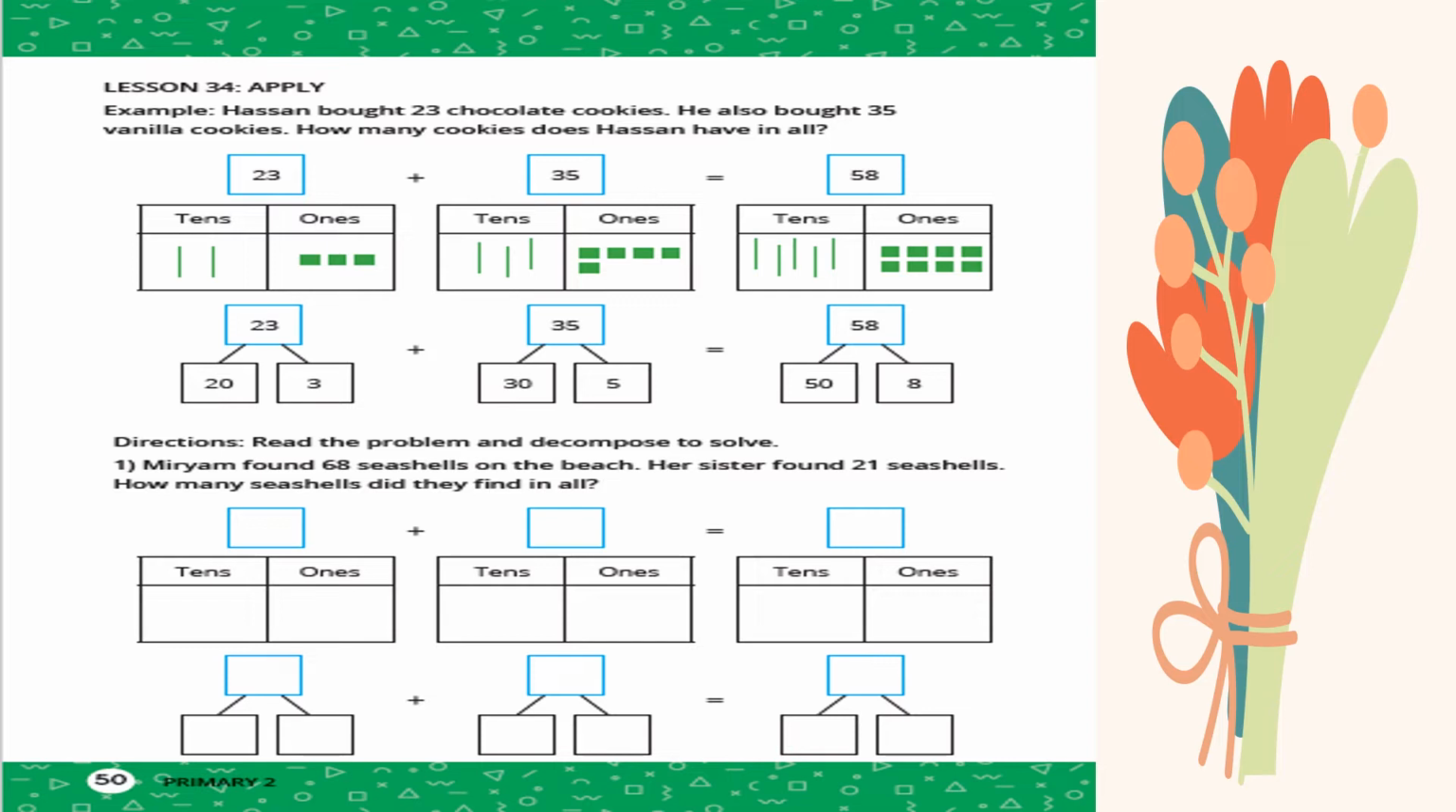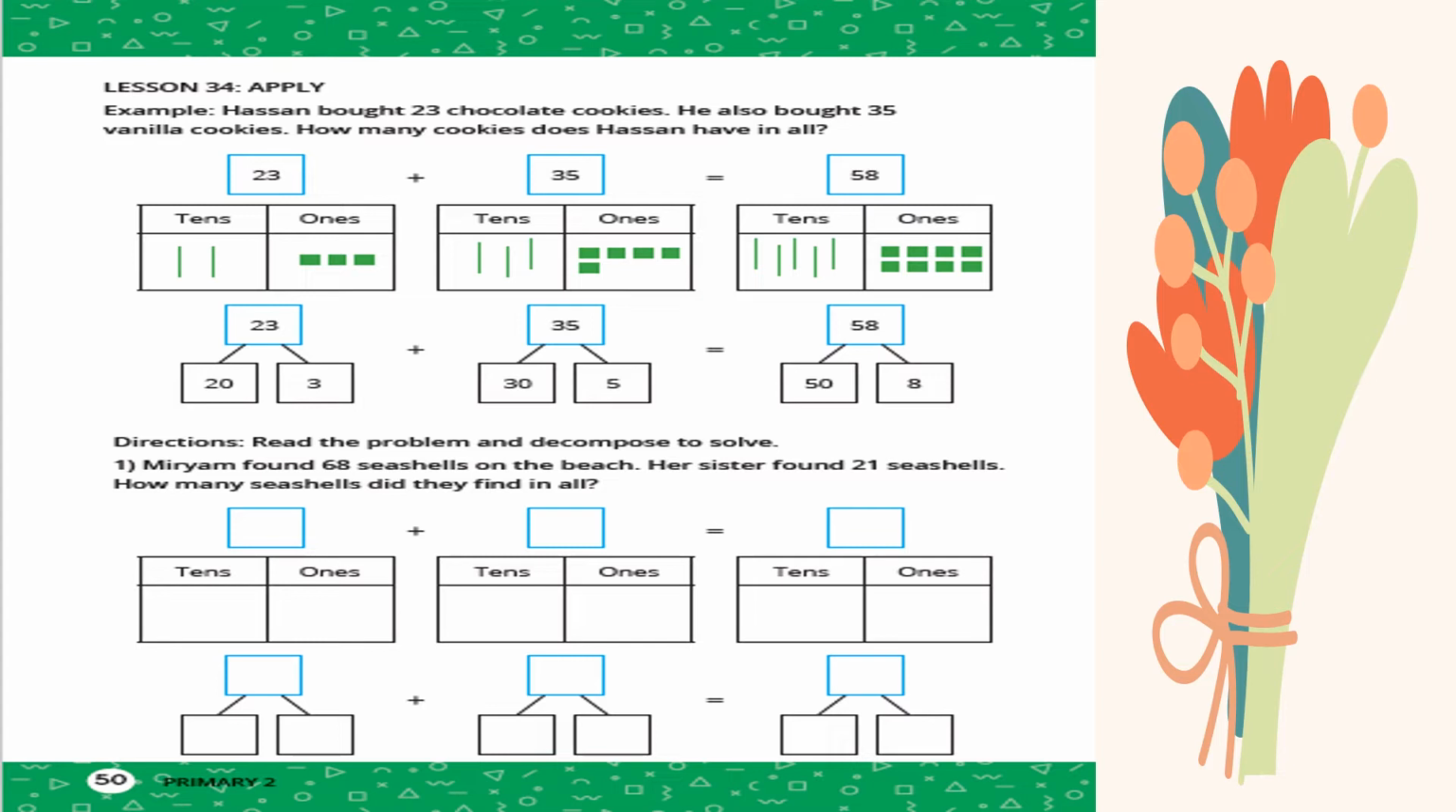So 23 plus 35, let's put ones with ones and tens with tens. 3 plus 5, after 5, 6, 7, 8. 2 plus 3, after 3, 4, 5. So 23 plus 35 equals 58.